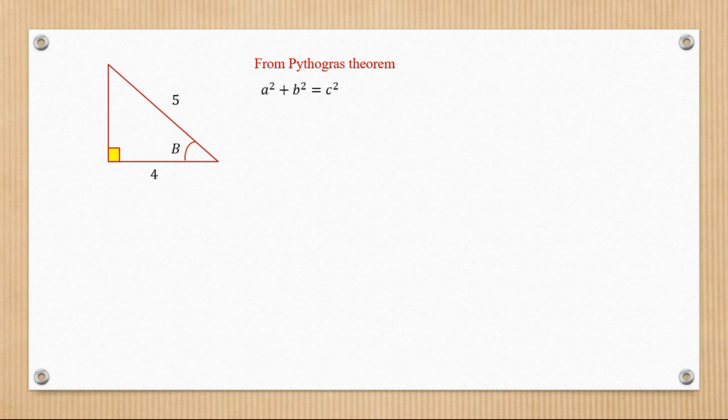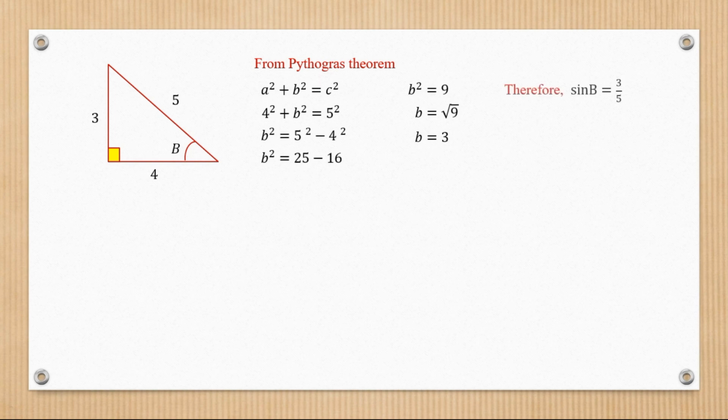So from Pythagoras theorem, a squared plus b squared is c squared. We'll have 4 squared plus b squared being equal to 5 squared. So b squared shall be equal to 5 squared minus 4 squared, of which this is 25 minus 16, which the answer shall be 9. So the square root of 9 is 3. So b shall be equal to 3. So that's what we have. So that means that sine of b, which is opposite over hypotenuse, shall be equal to 3 over 5.